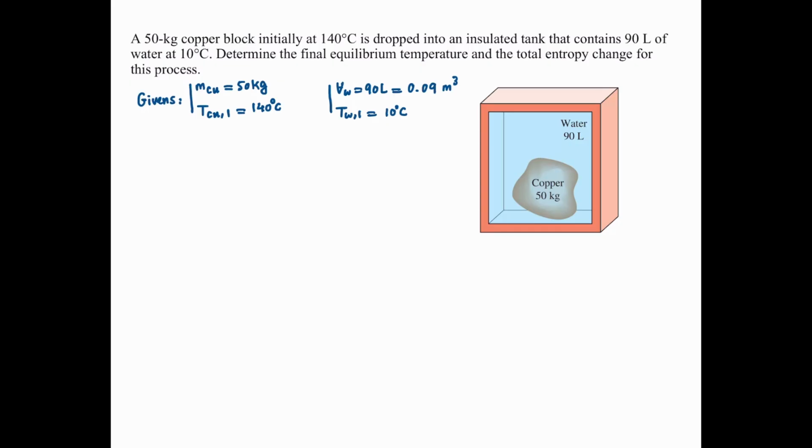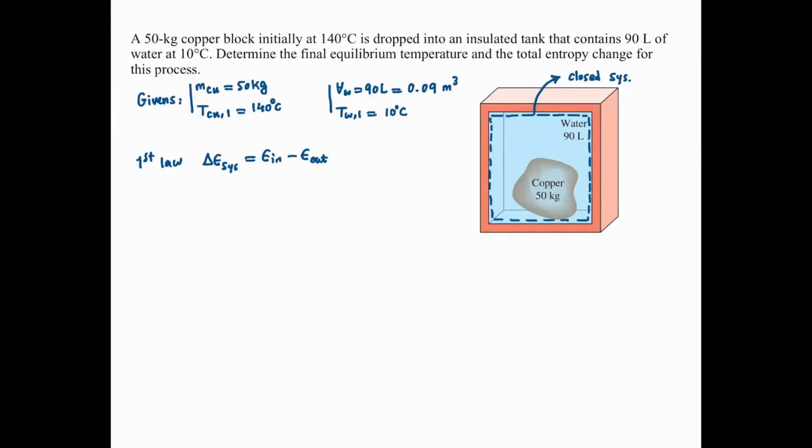I'm going to take the entire tank, both water and copper, as the system. And this is a closed system because no mass transfers the boundary of the system during this process. So this is going to be our closed system. And I'm going to write down the first law of thermodynamics to solve this problem. Delta E of system equals E in minus E out.